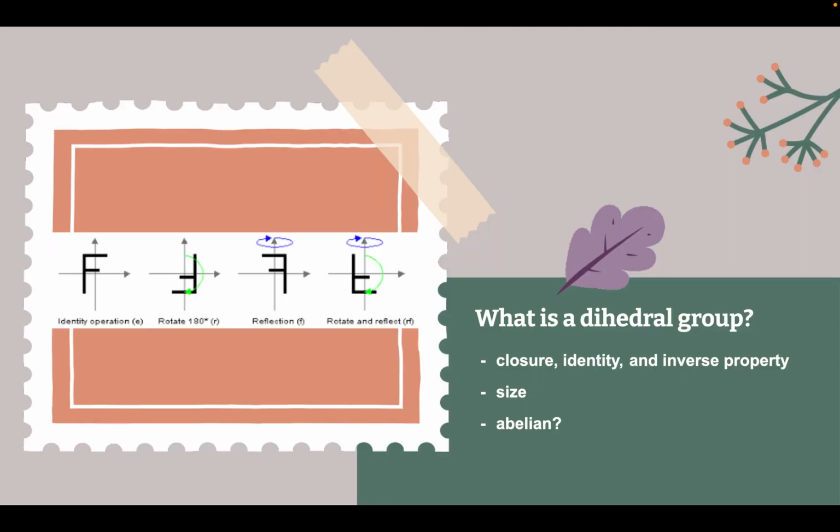So what is a dihedral group? A dihedral group is the symmetries of a regular polygon. A regular polygon is any shape that has sides of the same length, like an equilateral triangle or a square. A dihedral group contains a series of rotations and flips for this polygon.